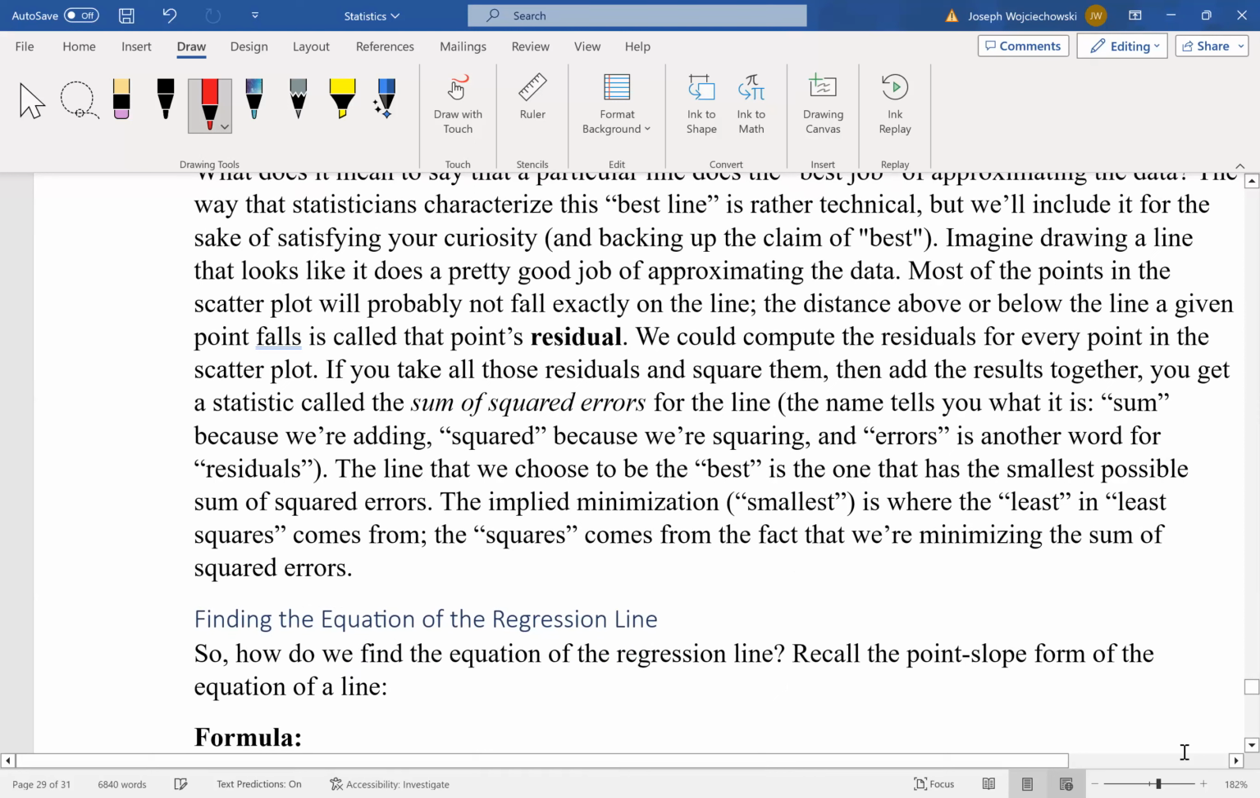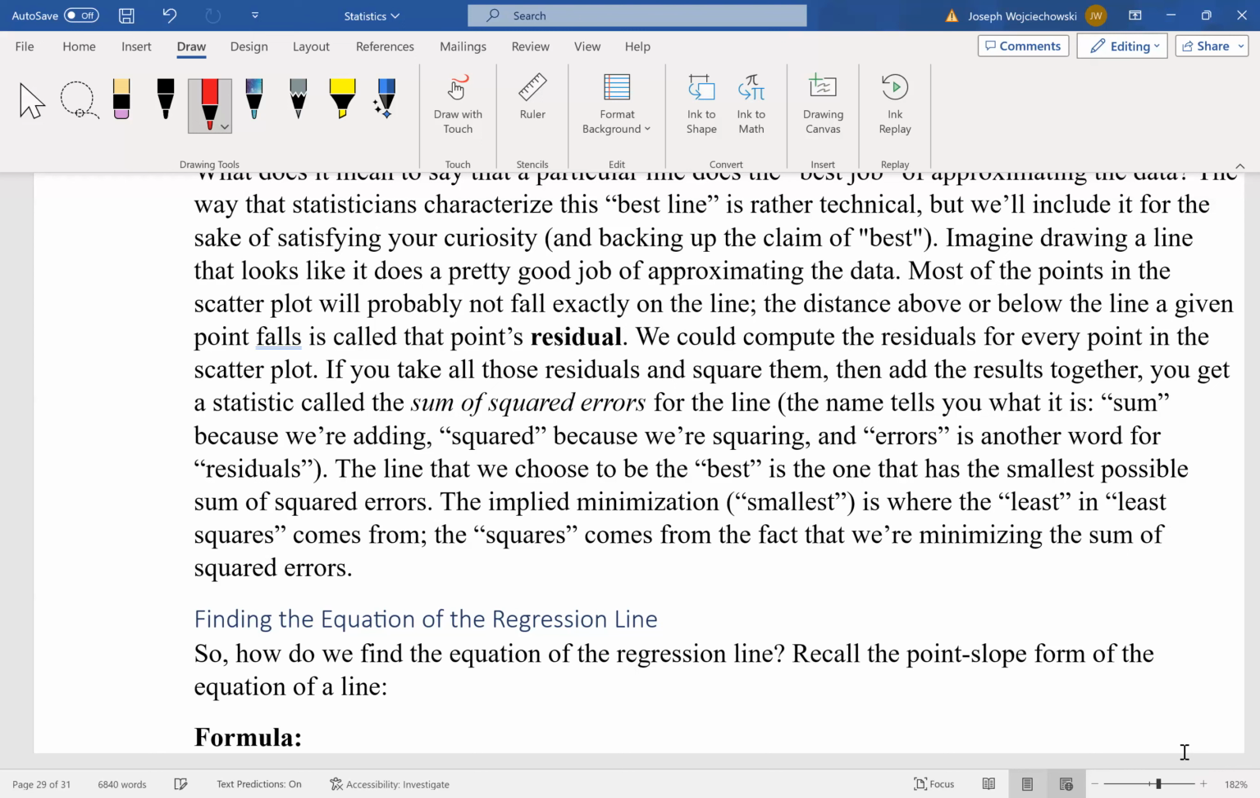If you take all those residuals and square them, then add the results together, you get a statistic called the sum of squared errors for the line. The name tells you what it is: a sum, because we're adding; squared, because we're squaring; and error is another word for residuals. The line that we choose to be best is the one that has the smallest possible sum of squared errors. The implied minimization, smallest, is where the least in least squares comes from. Squares comes from the fact that we're minimizing the sum of squared errors.